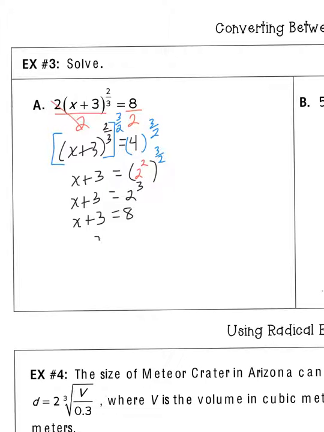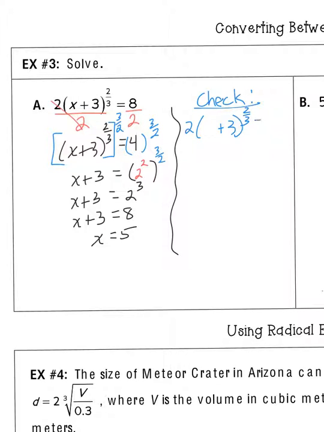Subtract 3 from both sides. You get x is equal to 5. Then we need to check. So I'm going to check in the original problem. I'm going to put 5 in for x.